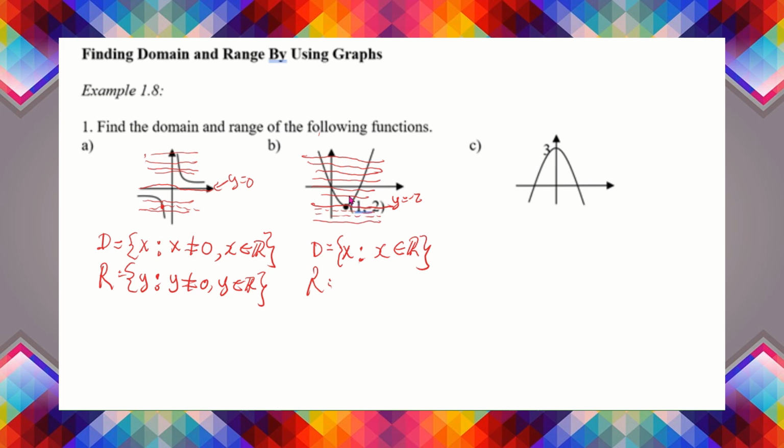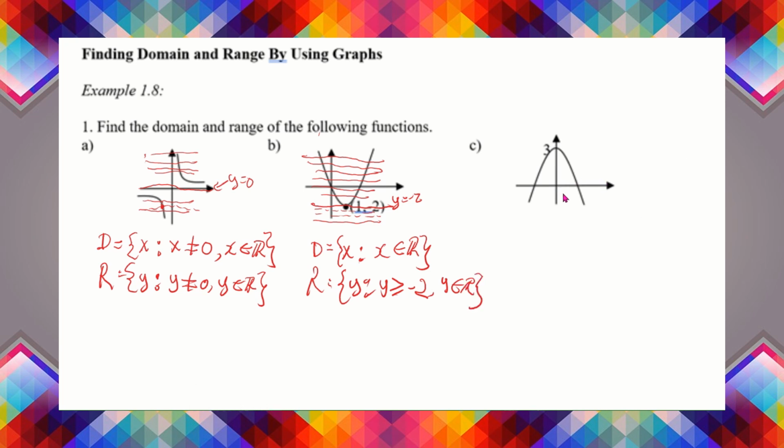So it means the range is all the values of y that are greater than -2. For y less than -2, that is not the range. So we can say that the range is y, where y must be greater than -2, including -2. So y must be greater than or equal to -2, where y is a real number.